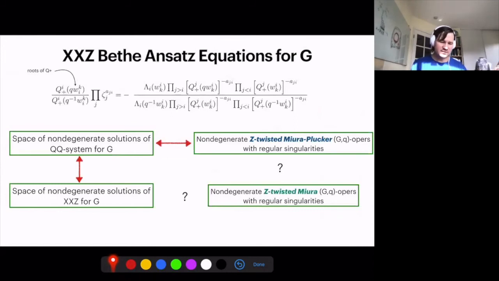So you have a duality, a correspondence between the space of solutions of QQ systems, the space of non-degenerate solutions of the XXZ equation, which for any group G looks like this. It looks slightly different for non-simply-laced groups than for simply-laced groups. Some of the terms get squared or cubed, depending on the element of the Cartan matrix. And then you have non-degenerate Z-twisted meromorphic opers. And then finally, what I just said, from here you can go to just Mura opers. And that proves the equivalence in full generality.